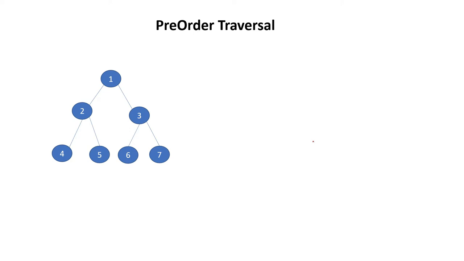Okay, so let's do a recap. What is pre-order traversal? Pre-order traversal means DLR. This is the rule you have to follow. First we will visit the parent node, then the left side, and then we will go to the right side. So D denotes the parent, L is the left side, and R is the right side child.